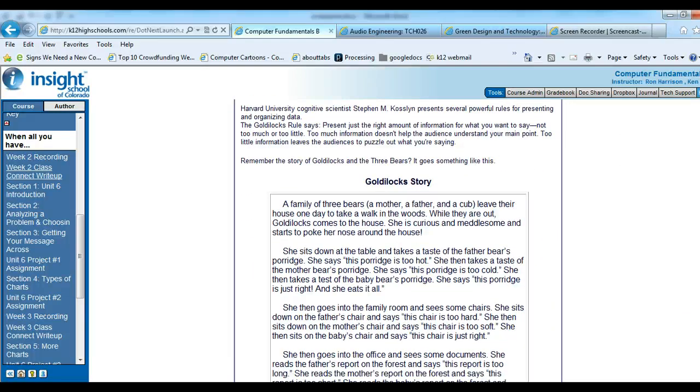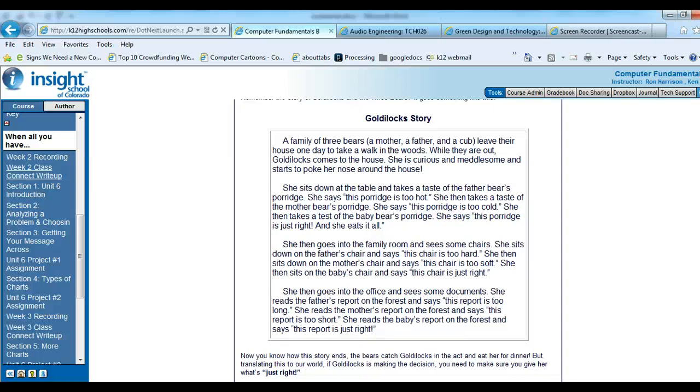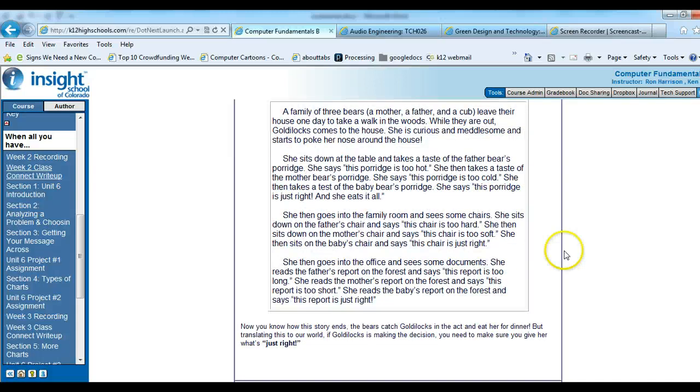The Goldilocks rule. Well, we know the story about Goldilocks, right? The porridge was too cold, the other porridge was too hot, and then the one she found was just right. The chairs were too hard, too soft, and then just right. So then this last one says, if she goes into the office, sees some documents, one report was too long. And then she looked at the other report, it says this one is too short. Then she looked at the baby's report, and this report is just right.